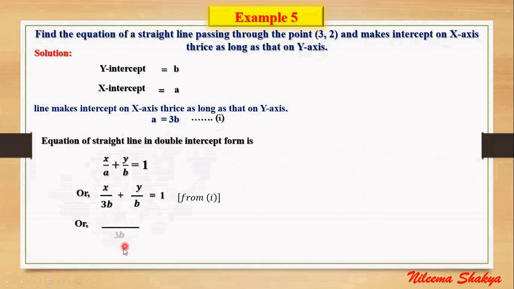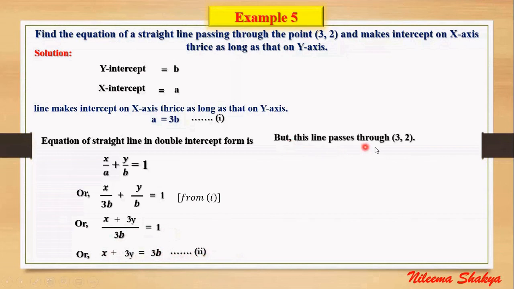On simplification, we have 3b as the LCM, and x is here, and y should be multiplied by 3. Moving on, we have the numerator x plus 3y, and this 3b will go to the right hand side to multiply with 1. So we have 3b. Let's number this equation as equation number 2.